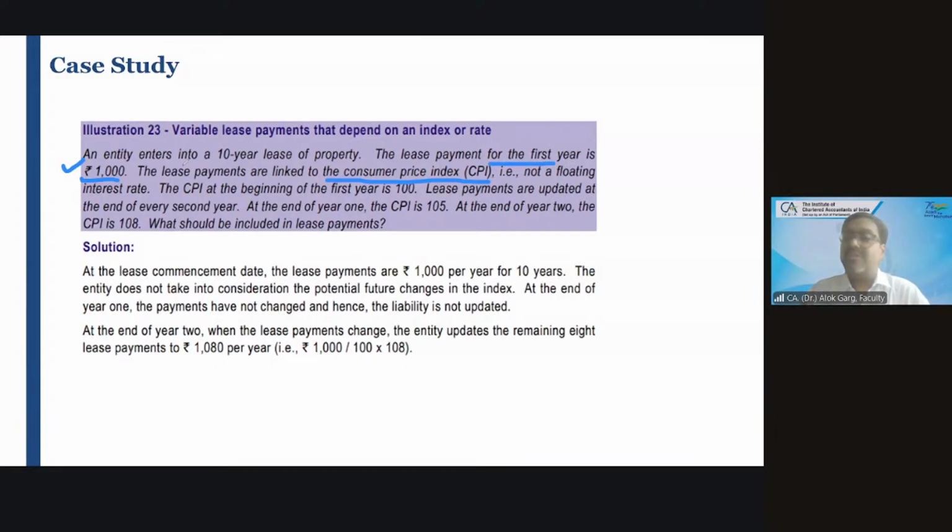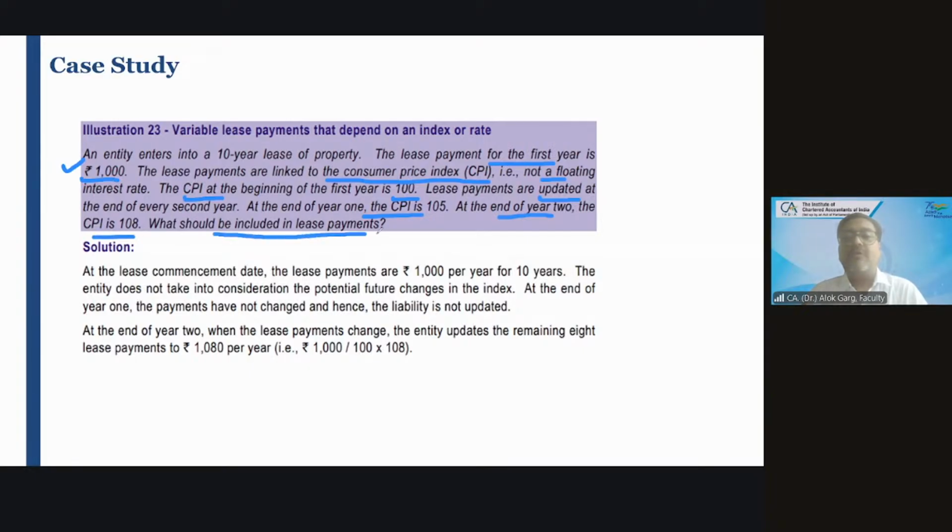The lease payment of the first year is 1000 rupees. Then the lease payments are linked to the CPI, that is not a floating interest rate. The consumer price index at the beginning of the first year is 100. The base is 100. Lease payments are updated at the end of every second year. At the end of year 1, the consumer price index is 105. At the end of year 2, the consumer price index is 108.